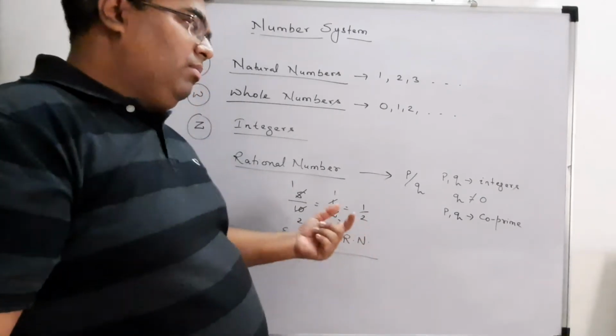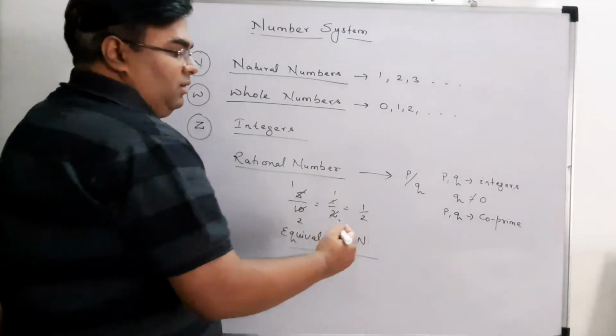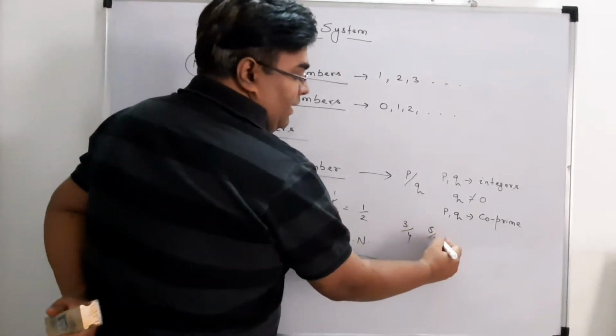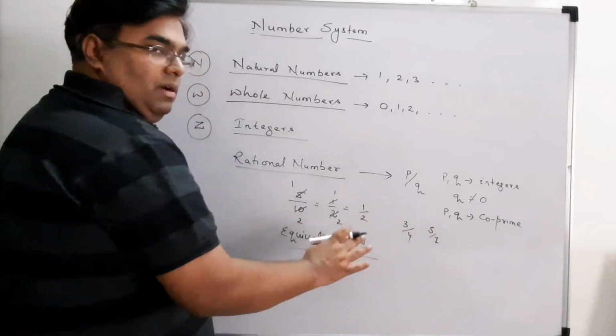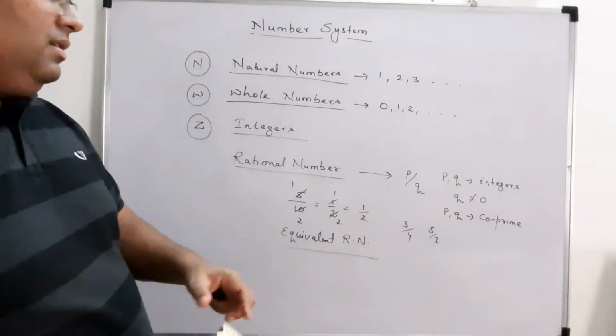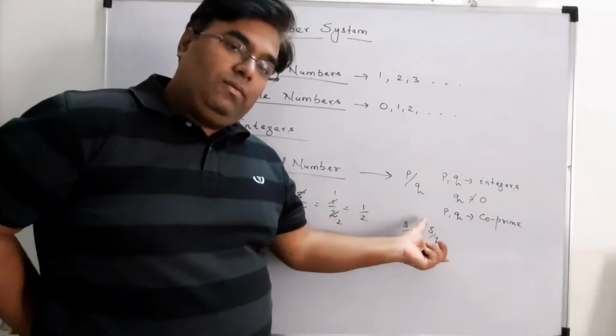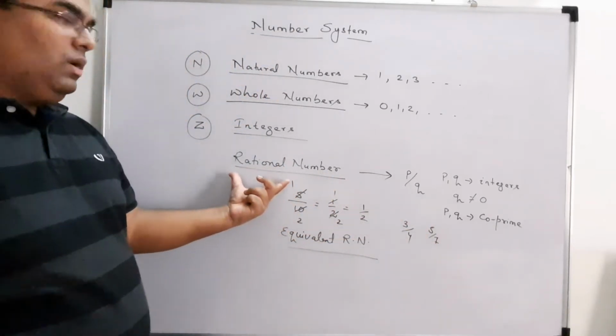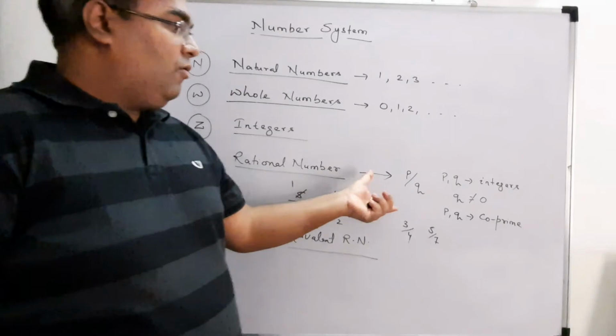So just like 1 by 2, we have other rational numbers like 3 by 4, 5 by 7. These are all rational numbers, and hence one cannot cut both the numerator and denominator here. So we need to understand what a rational number is. A rational number is in the form of P by Q.